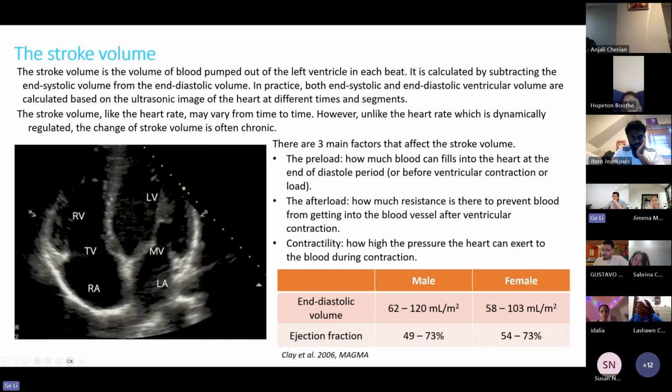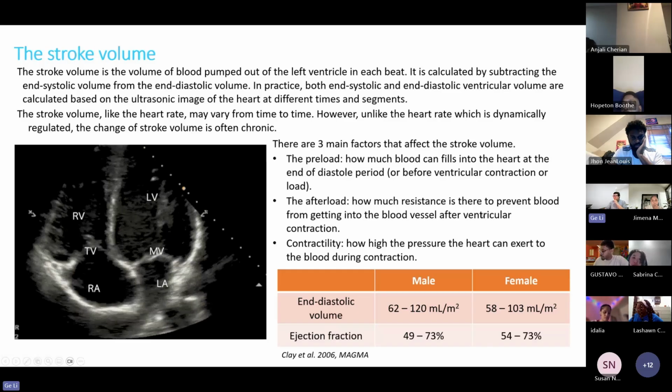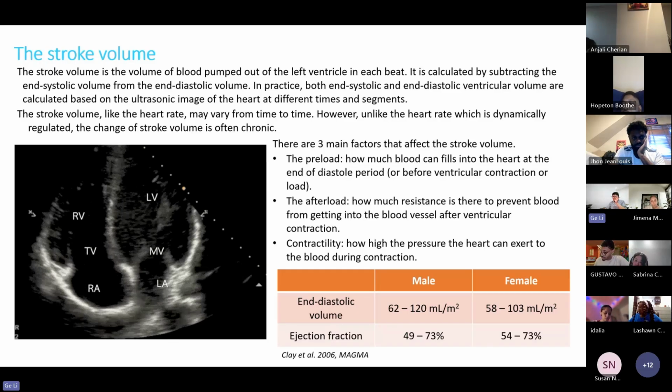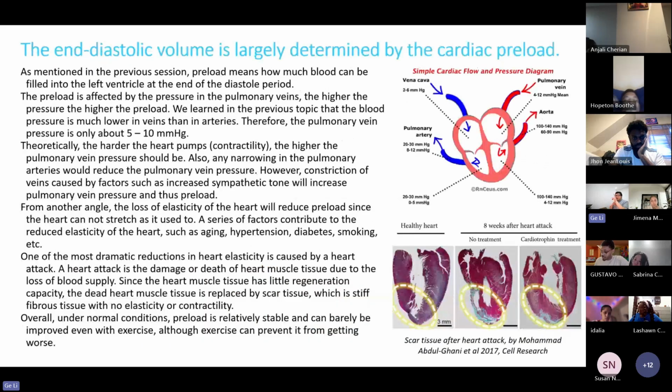And then what can affect it? How can this stroke volume be affected? There are three things that mainly affect the stroke volume. The first thing is called the preload. What is preload? And what do you mean by load?